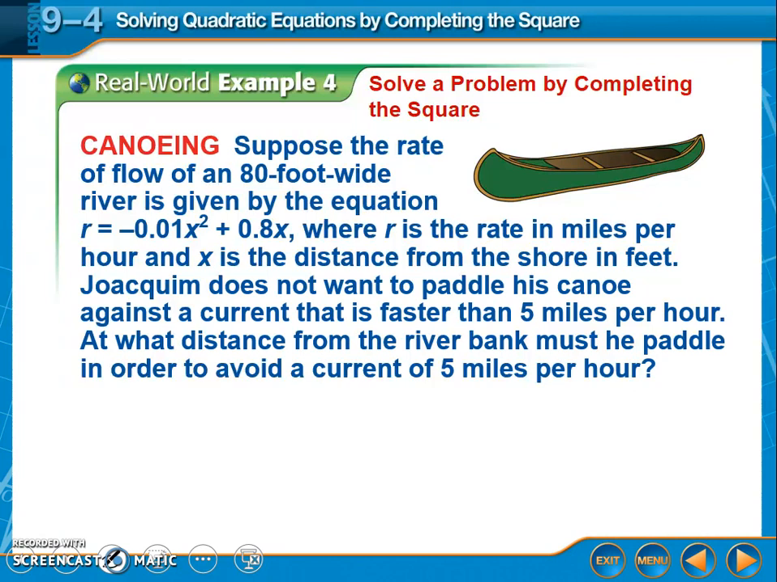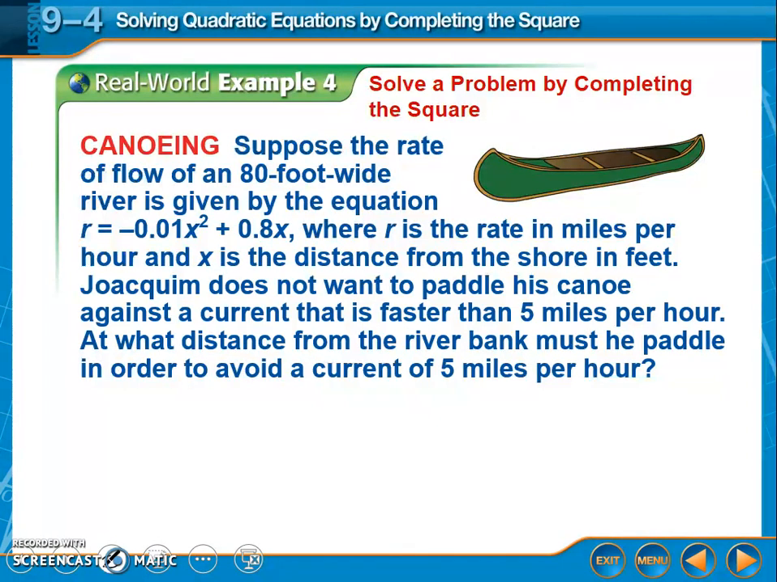Okay, example 4. Solve a problem by completing the square. Suppose the rate of flow of an 80-foot wide river is given by the equation r equals negative 0.01 x squared plus 0.8x, where r is the rate in miles per hour and x is the distance from the shore in feet. Jacqueline does not want to paddle his canoe against the current that is faster than 5 miles per hour. At what distance from the riverbank must he paddle in order to avoid a current of 5 miles per hour?